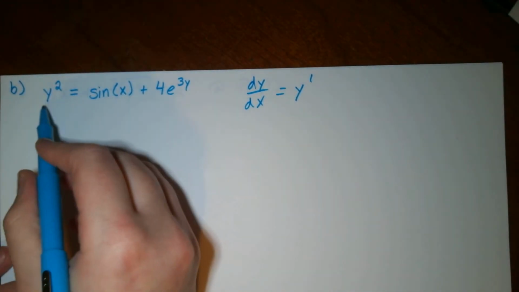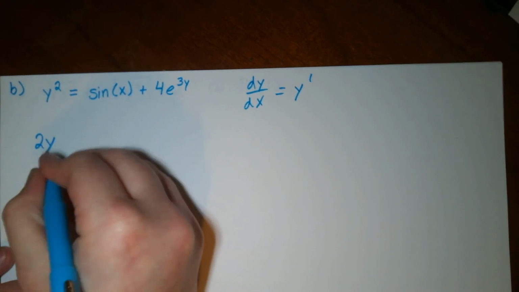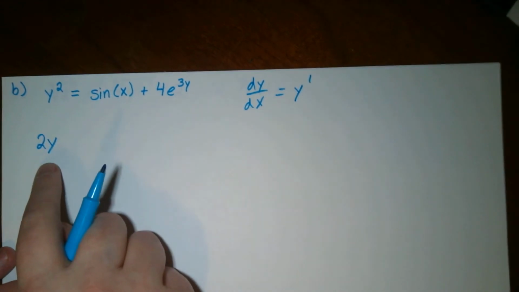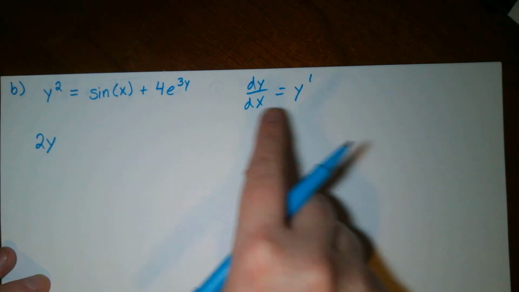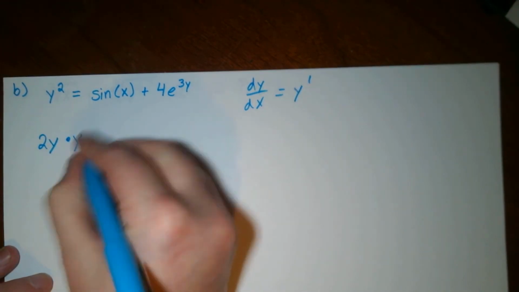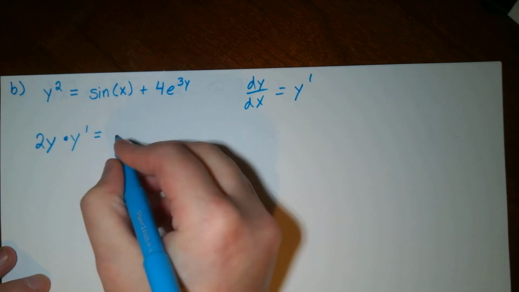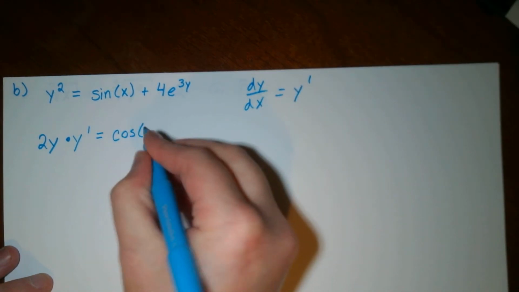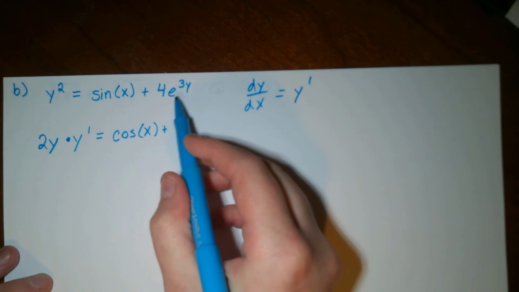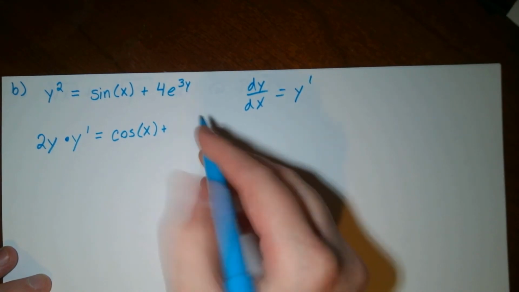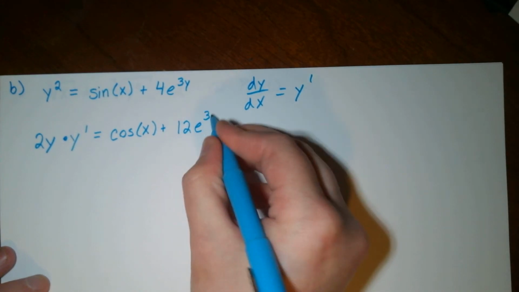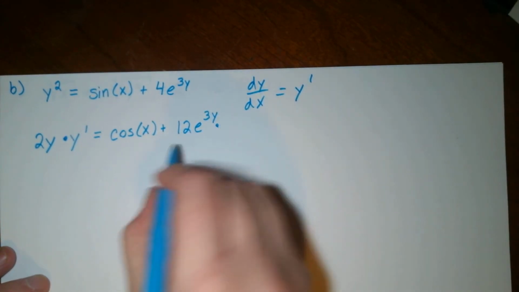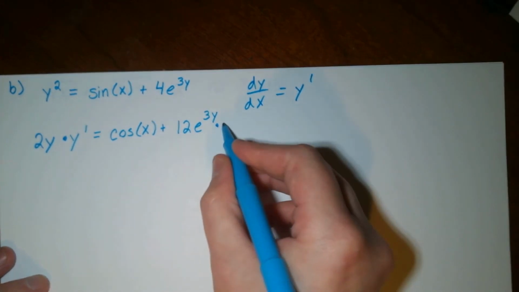All right, so let's see. You need to take the derivative of y squared with respect to y, so it'll be 2y. Now remember, I took the derivative with respect to y, so to make sure that I'm still taking the derivative with respect to x, I need to multiply it by y prime, equals the derivative of sine, which is cosine of x, plus the derivative of 4e to the 3y, that is going to be 12e to the 3y. Don't forget, I took the derivative with respect to y, so I need to multiply it by y prime.